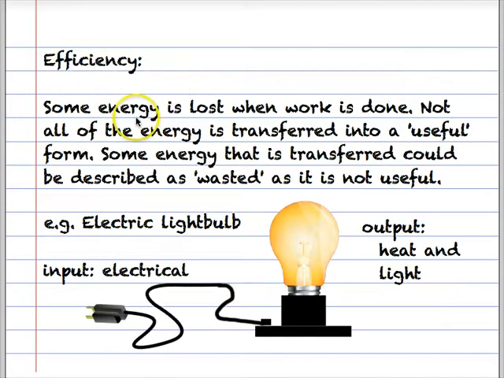So a little bit more on efficiency now. I've said throughout the podcast that some energy is lost when work is done. Not all of the energy is transferred into a useful form of energy. Some of the energy that's transferred we could describe as wasted, as it's just not useful to us. An electric light bulb is a nice example. So we have an electric light bulb plugged into an electricity outlet. The electrical energy goes in, the light bulb gets hot, and as a result it gives out light. So the output is both heat and light. But because it's a light bulb, it's designed to give us light, the heat we could describe as wasted energy. So it's not 100% efficient.